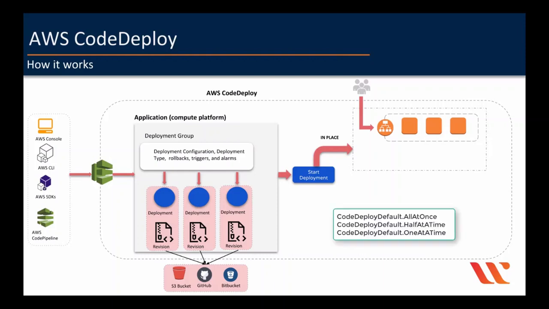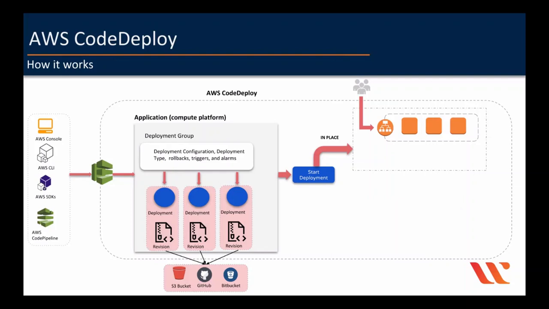The first one is all at once, which means the deployment will happen on all instances at once, or half at a time to deploy in two halves, or one at a time, which means the deployment will happen on one instance at a time. Or you can create a custom configuration wherein you can configure how many minimum instances or percentage you want to keep healthy. So based on this configuration, let's assume we have chosen one at a time.